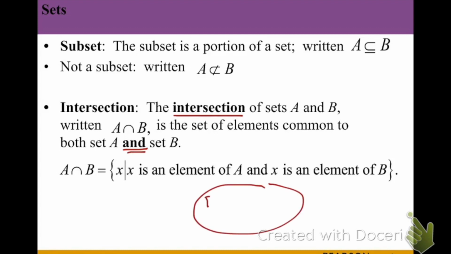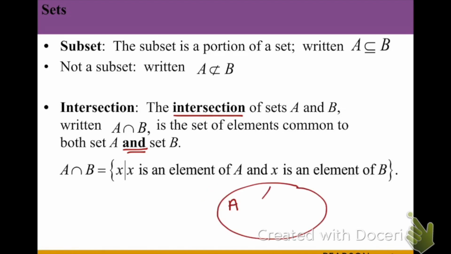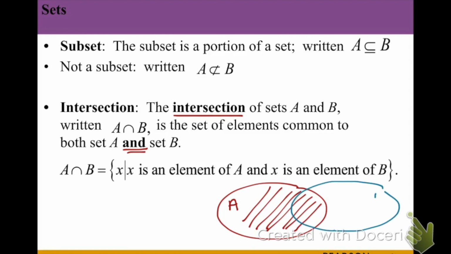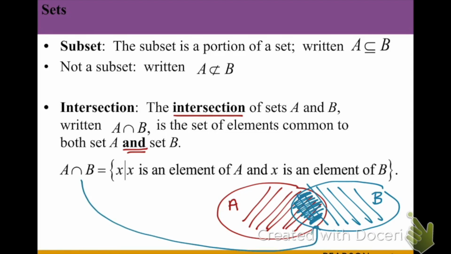So if we take set B, and then we also consider set A, then our intersection would be all the elements that are in their crossover. Let me illustrate that in a different color here. In this case, if we had set A and all its elements, and then we also took our set B and looked at all of its elements, any element or member that was contained in both sets would be in the intersection of A, B.